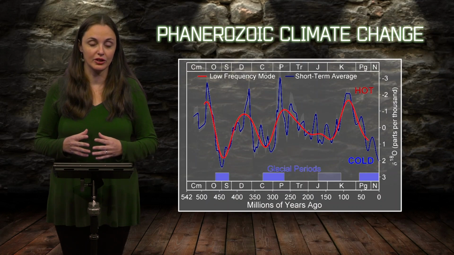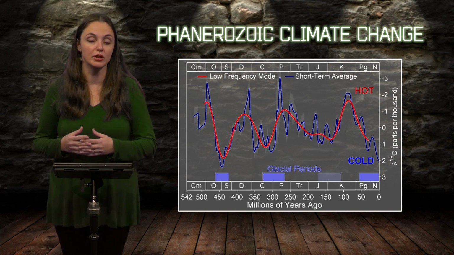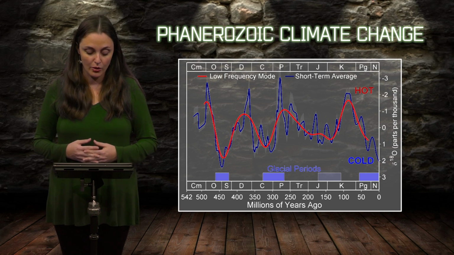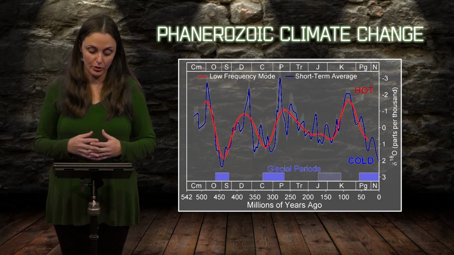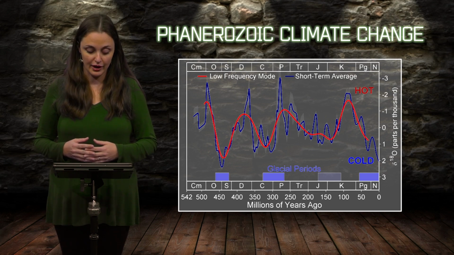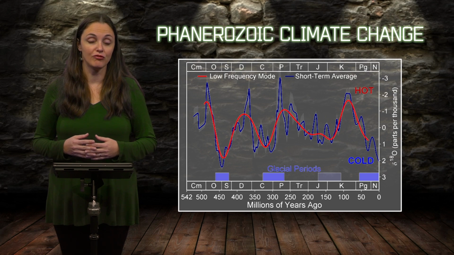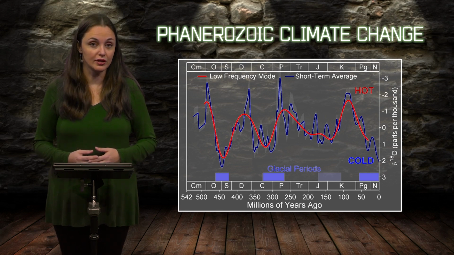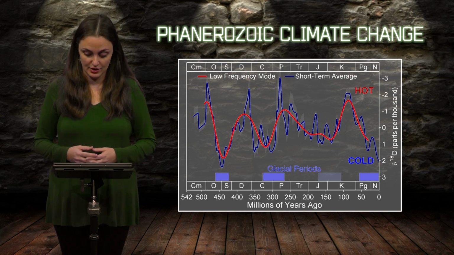So if we look at this slide right here, we see the changing climate that's happened over just the last 500 million years, or 544 million years. This is the Phanerozoic climate change. Whether you're looking at the low frequency mode, the red line, or the short-term averages, the blue line, you can see that climate has varied very significantly over the last 500 million years, getting much, much colder than it is today and even much, much warmer than it is today.